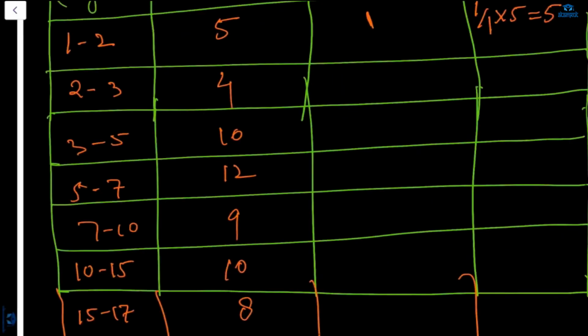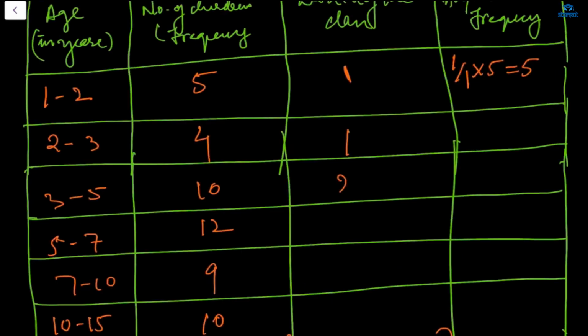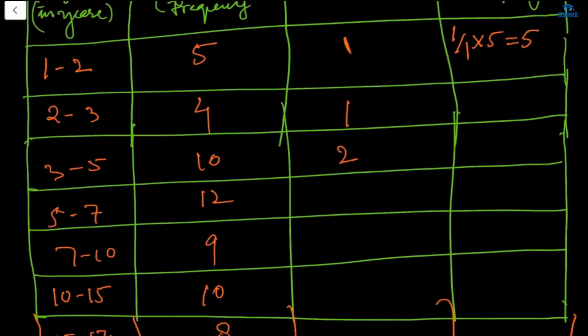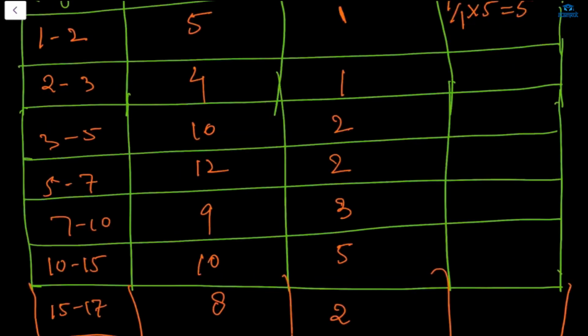Now the width of the class. The width of this class is 2 minus 1, which is 1. 3 minus 2 will be 1 again. The width of the next class, 3 to 5, will be 2. 5 to 7 is 2. 7 to 10 is 3. This will be 5, and here 2. Now what will the adjusted frequency be?